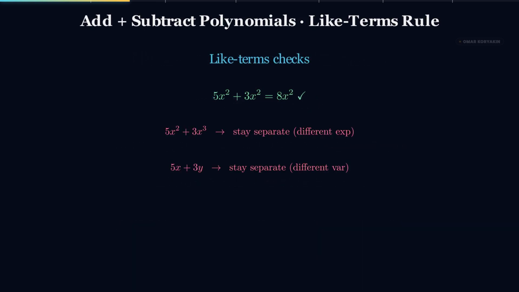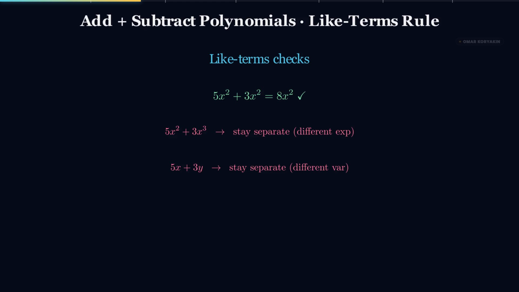The like terms rule expanded. 5x squared and 3x squared have the same variable x and the same exponent too, so they are like terms, combined to 8x squared. 5x squared and 3x cubed have the same variable x but different exponents, 2 and 3, so they are not like terms, cannot be combined and stay separate.